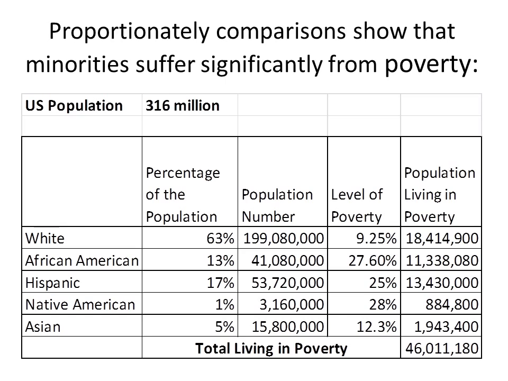So when you multiply the 316 million by the percentage of the population, you get the population numbers. Then we look at the level of poverty. White people, their poverty level is about 9%, which means there's 18 million people who are white living in poverty. But look at these other numbers.